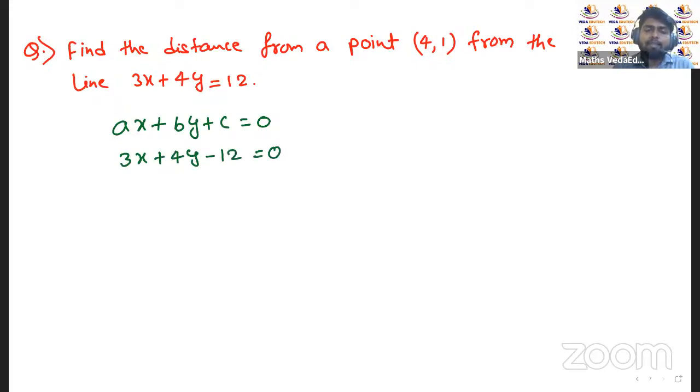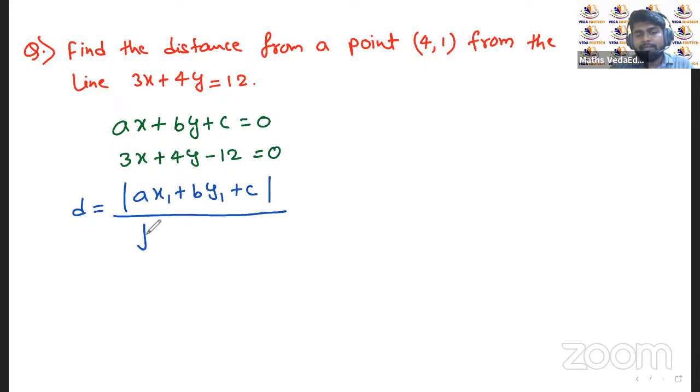Now we have the point, that is 4, 1. We know the distance formula. So D is nothing but modulus of ax1 plus by1 plus c whole divided by the square root of the sum of squares of the coefficients of x and y, so that is a squared plus b squared. x1, y1 is given here, that is 4, 1.